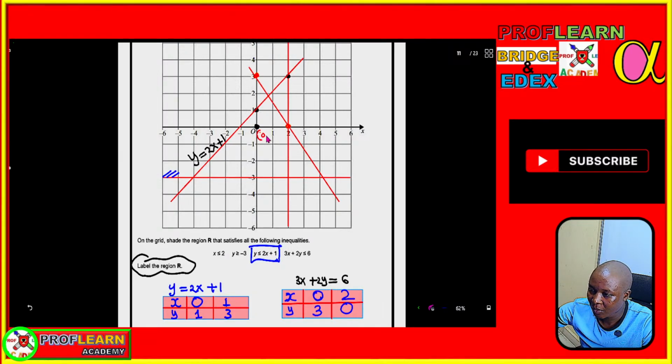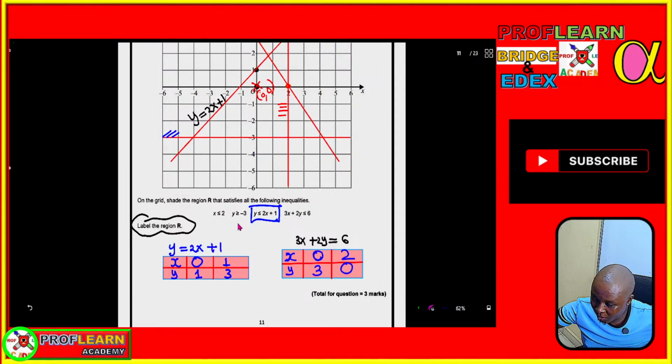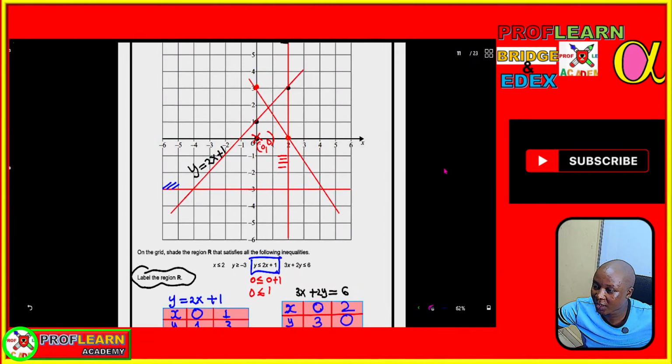X is 0, y is 0. So this point is the point I'm using to check whether this region is the correct region. For this line, of course, we are supposed to shade this part, but we want to check whether it is true. If you put 0 here, we shall have 0 greater than 0 plus 1. Is this inequality correct? Yes, because 1 is greater than 0. So this region (0, 0) satisfies.